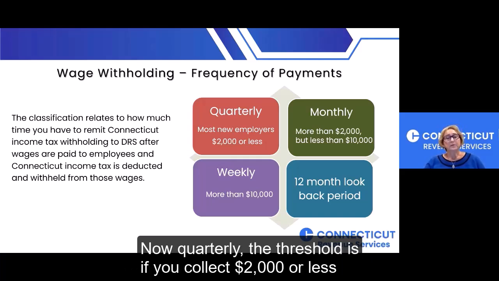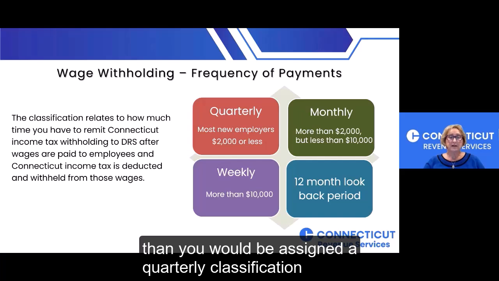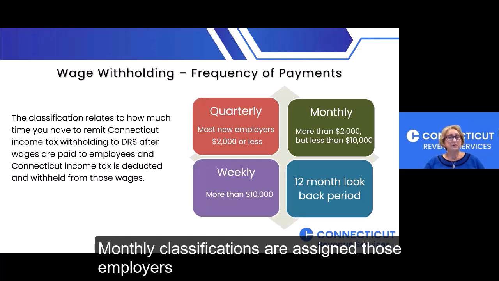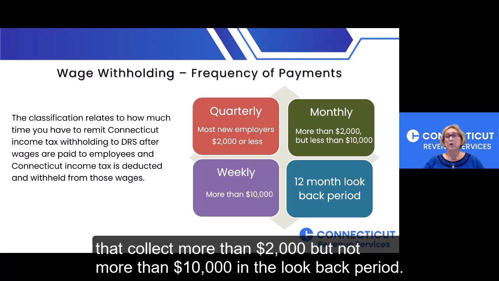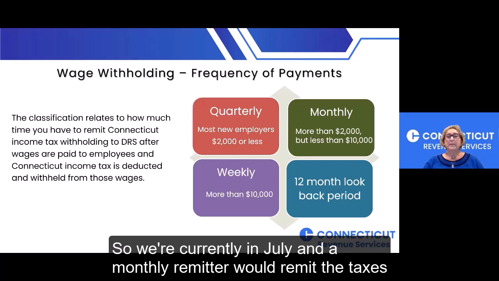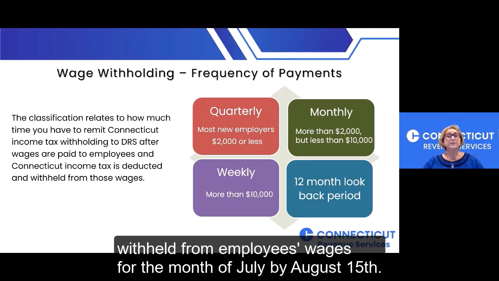Now, quarterly, the threshold is if you collect $2,000 or less, then you would be assigned a quarterly classification, and the due date is the same as the CT-941 due date. Monthly classifications are assigned to those employers that collect more than $2,000, but not more than $10,000 in the look-back period. They would remit to DRS on the 15th of the following month for which the taxes were withheld. So we're currently in July, and a monthly remitter would remit the taxes withheld from employees' wages for the month of July by August 15th.